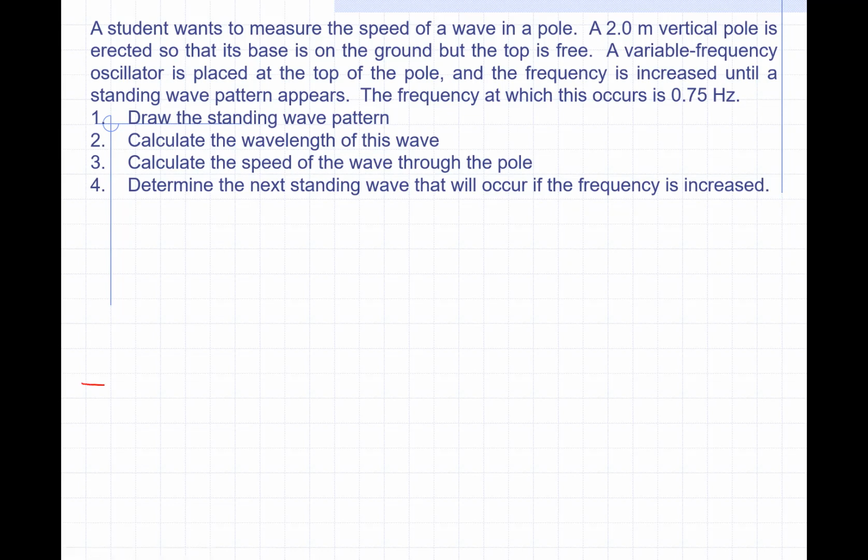Okay, so we know that our pole is fixed at one end, and it's free at the other end. So that means we're going to have, let's just say, a pole of height h. If it starts as a node and it's free at the other end, it's going to be an antinode. So our first harmonic is going to look like this, maybe something like this, if we were to kind of sketch that out.